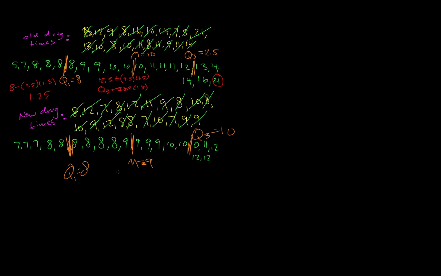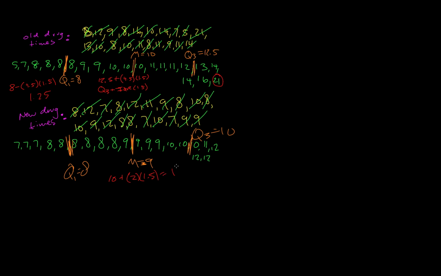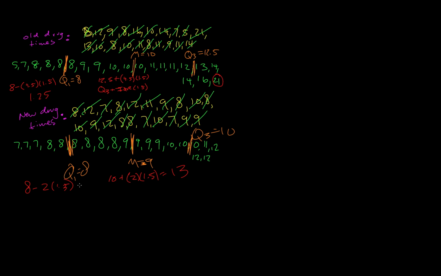Okay. Now we're going to test for outliers. So we're going to say Q3, which is 10, plus the IQR, which the difference between 10 and 8 is just 2, times 1.5. So if we do that in the calculator, we're going to get 10 plus 2 times 1.5. So that's 13. So since 13 is larger than all of this, there's no upper bound outliers. Then we'll try this one. So it's going to be Q1, which is 8, minus 2 times 1.5. We get 5, and since 5 is lower than everything over here, we have no lower bound outliers.